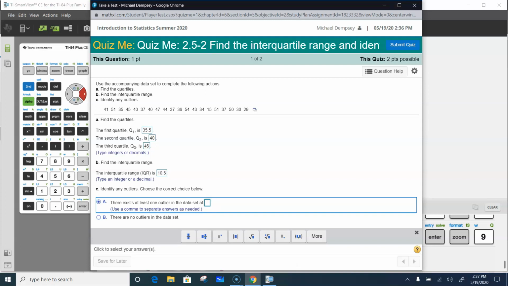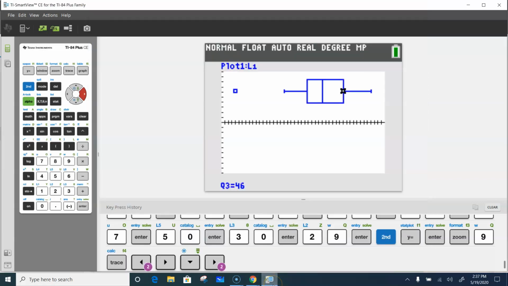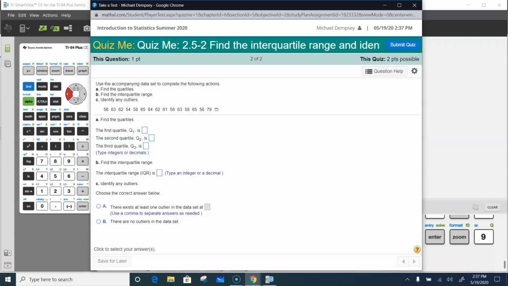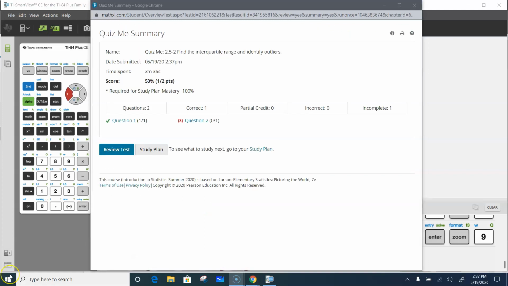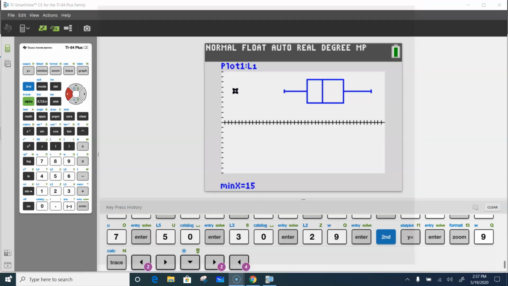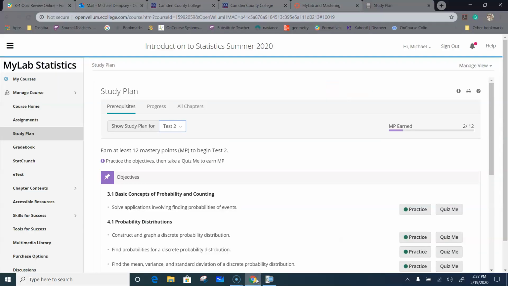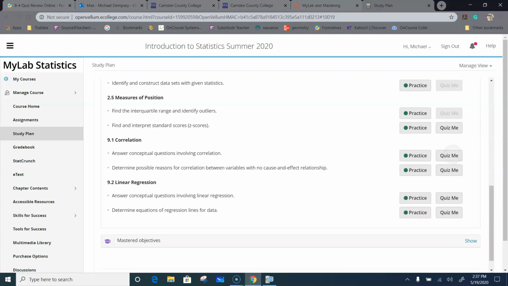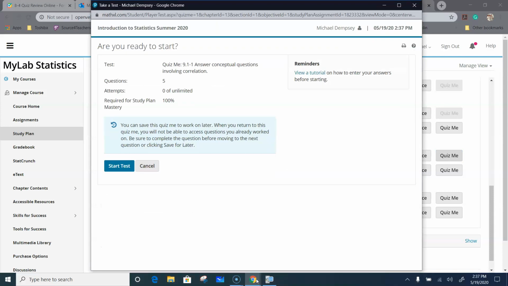Are there any outliers? Yes, there exists an outlier. Let's go get them in our trace feature here. 15 is an outlier. And the box plot flags it for us. Okay, so for review purposes, no need to do the exact question twice. We got question 1 100% right there. And I think we might be able to move into chapter 9 now, correlation and regression. That should be pretty simple, conceptual.